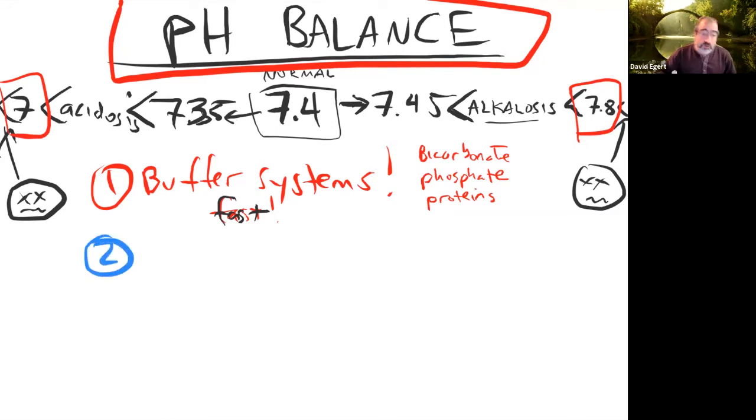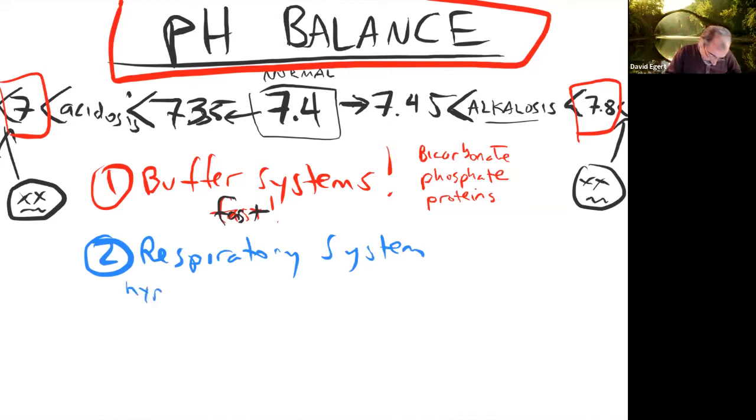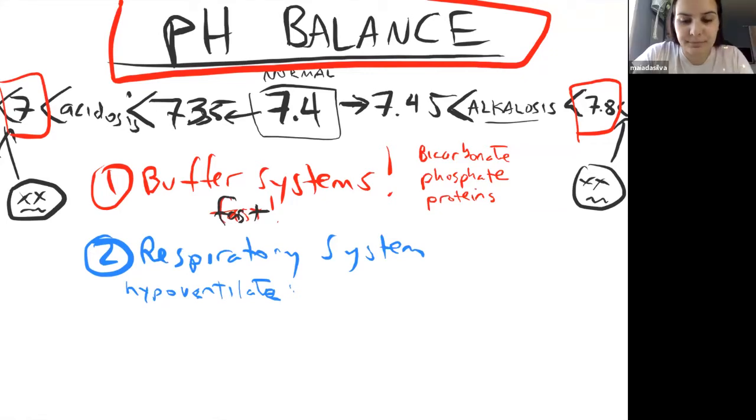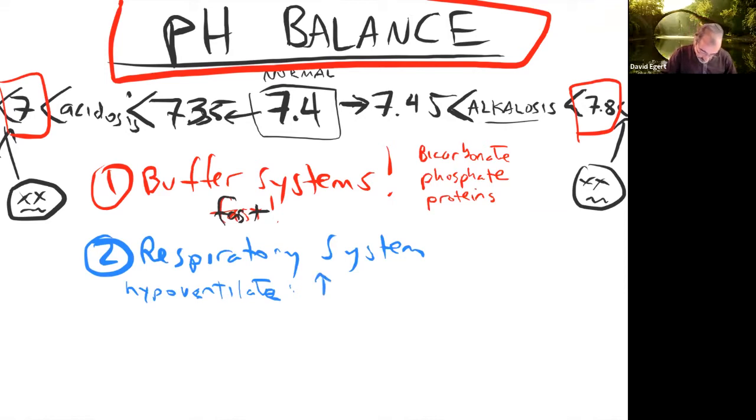Another way to adjust pH we saw in the respiratory system. We saw that if you hypoventilate, you're going to have more CO2 building up. What's going to happen to your pH? If you hypoventilate, you're not exchanging air that much, and carbon dioxide is building up in your body. It's more acidic. More carbon dioxide means more carbonic acid, so this is going to increase the acidity.